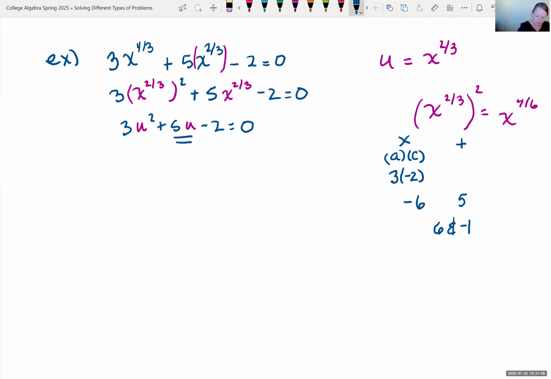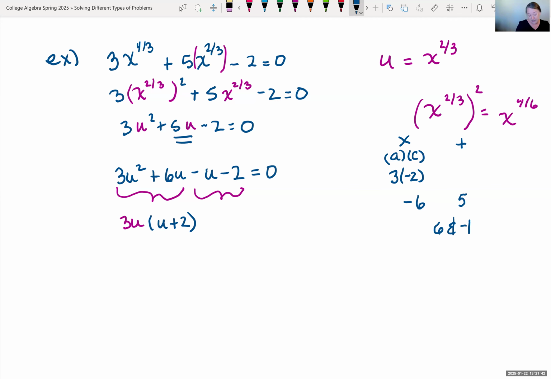We're going to rewrite our middle term using those. So rewriting this equation, we have 3u squared plus 6u minus 1u. I don't have to put the 1 in front of the u. Minus 2 equals 0. Now we want to factor by grouping. Noticing the first two terms, 3u squared plus 6u, they both have a 3u in common, so we can factor that out. Factoring out a 3u from both of those terms, we're left with u plus 2.